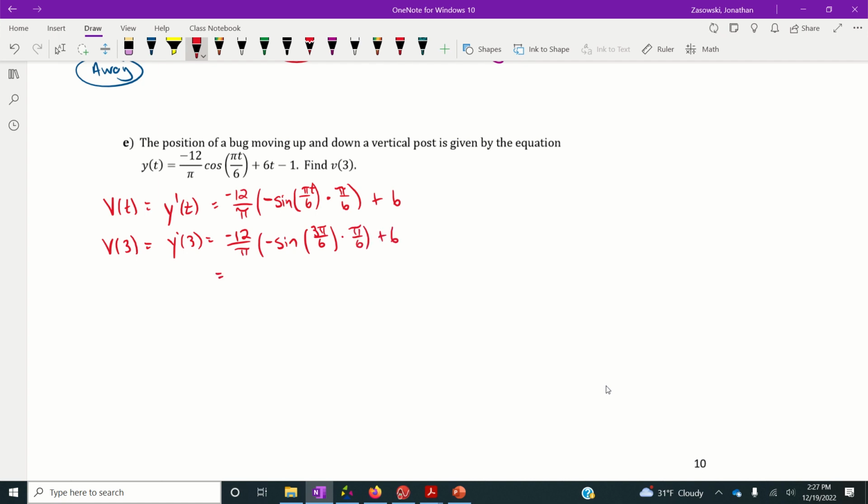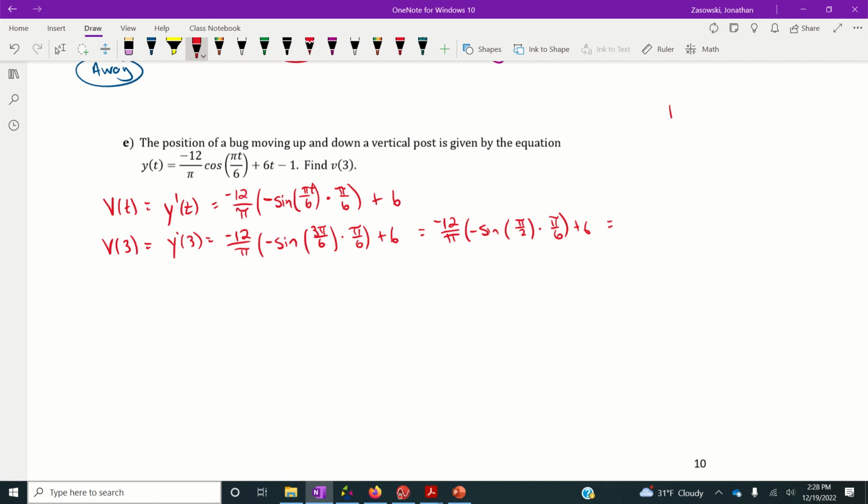So let's go to the right here. Negative 12 pi over pi. All right, on the top, times negative sine of pi over 2 times pi over 6 plus 6. And then we can kind of clean this up.